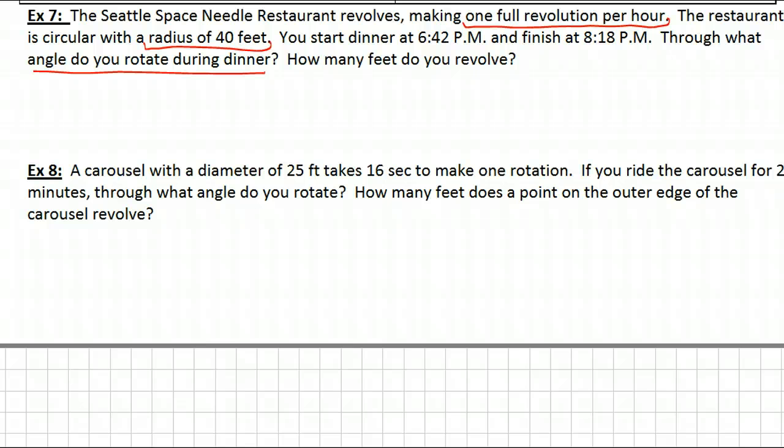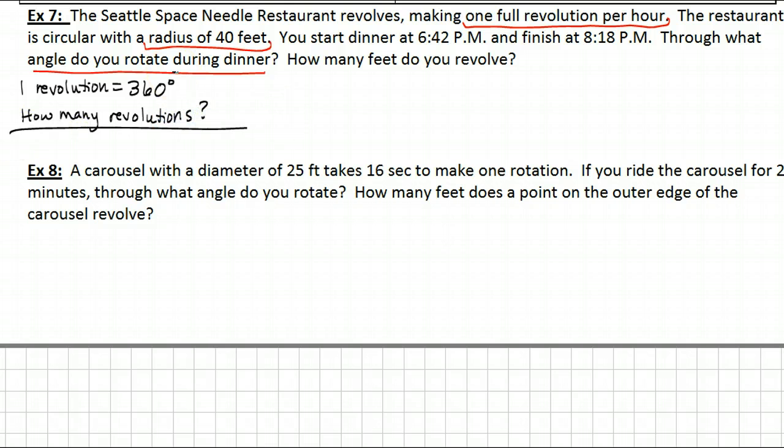Then I have a second question. How many feet do you revolve? Here's what I've got to say. We know that 1 revolution equals 360 degrees. So basically I need to figure out how many revolutions I made, because however many revolutions I made, I'll just multiply by 360 and we'll get our angle.